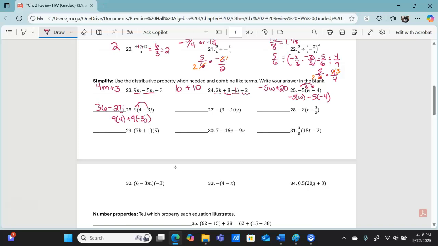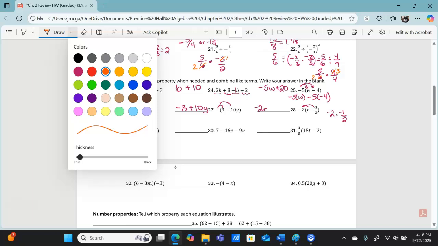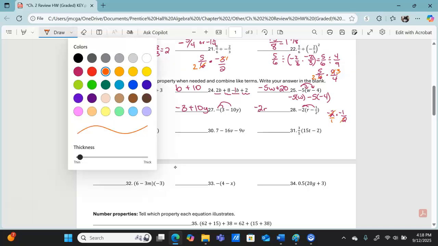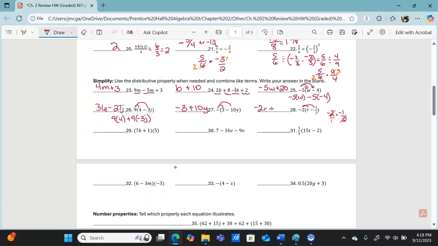Negative times 3 would be -3. Negative times negative 10y would be positive 10y. If you see a negative out front, it's going to change the signs of everything inside. Negative times 2 is negative 2r. Negative 2 times negative 1/2. You can see here, that's over 1. That will cancel. Negative times a negative becomes positive, so we have plus 1.